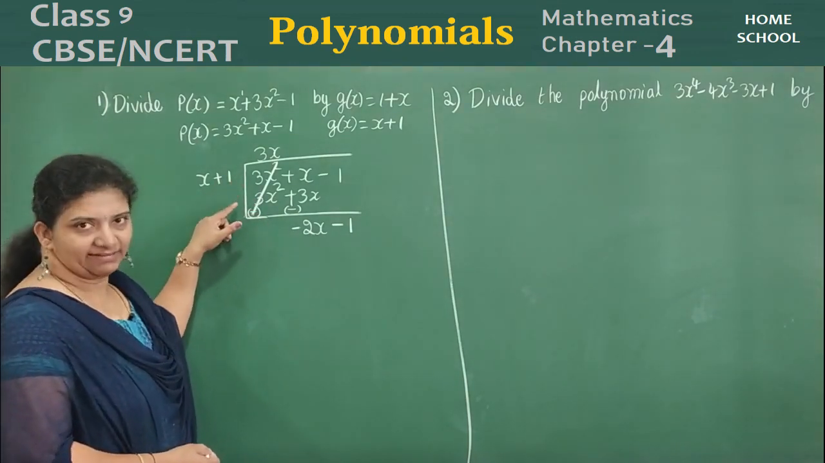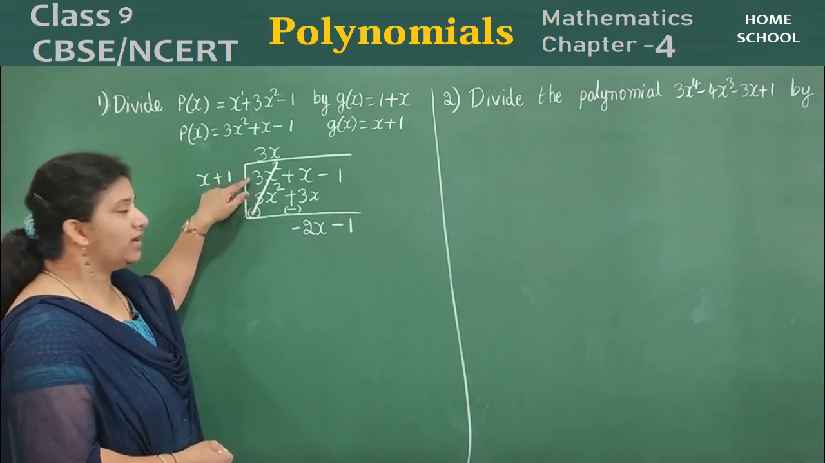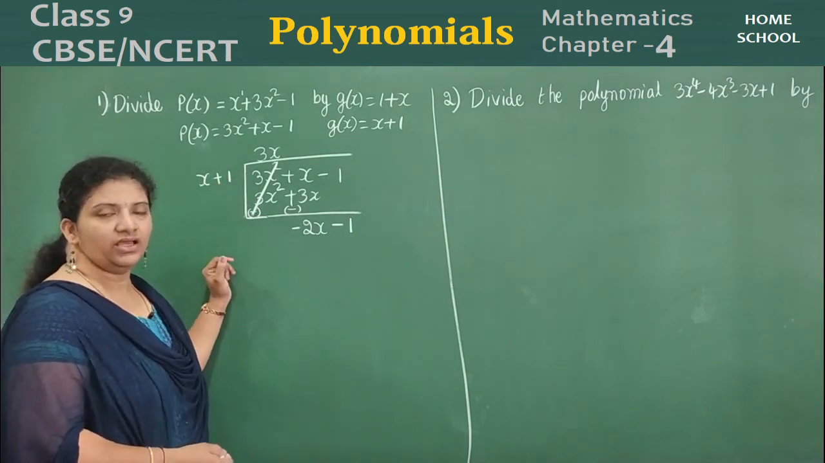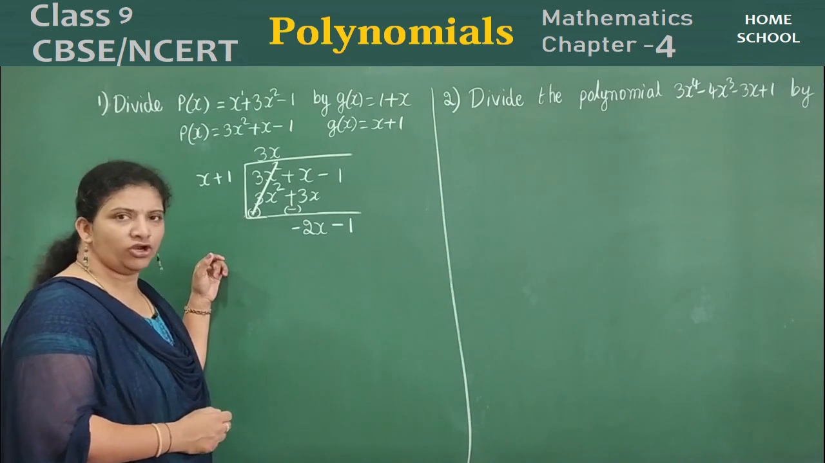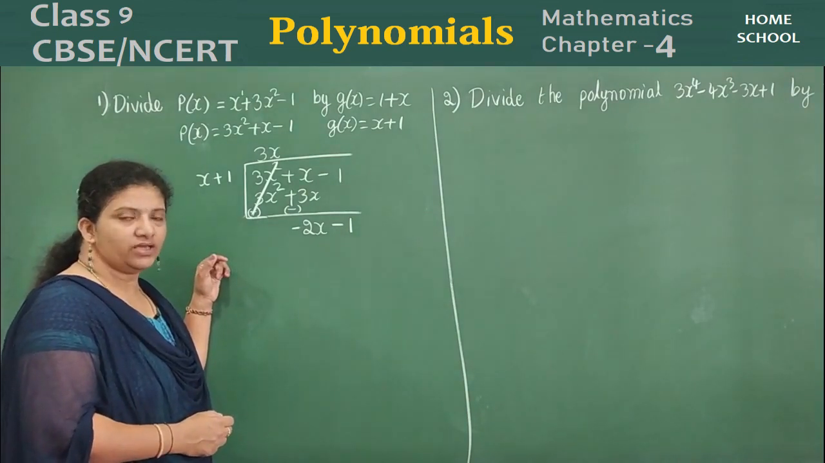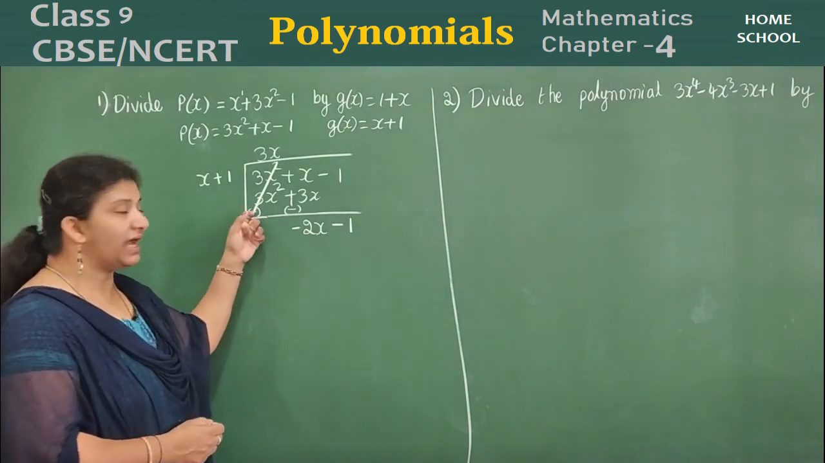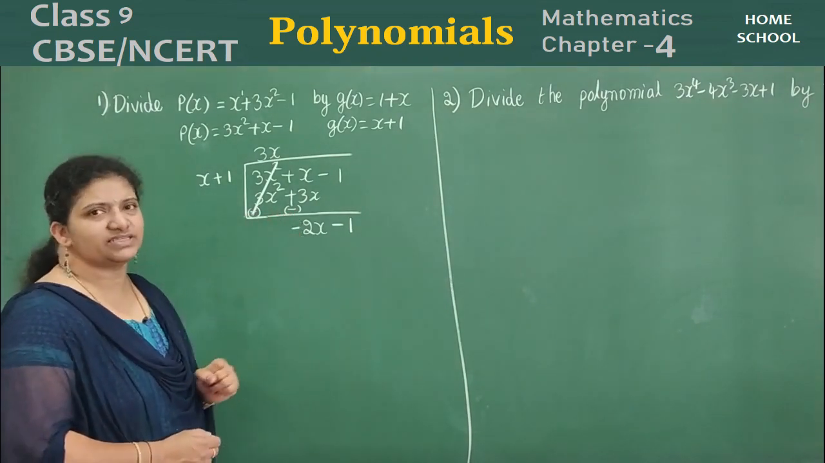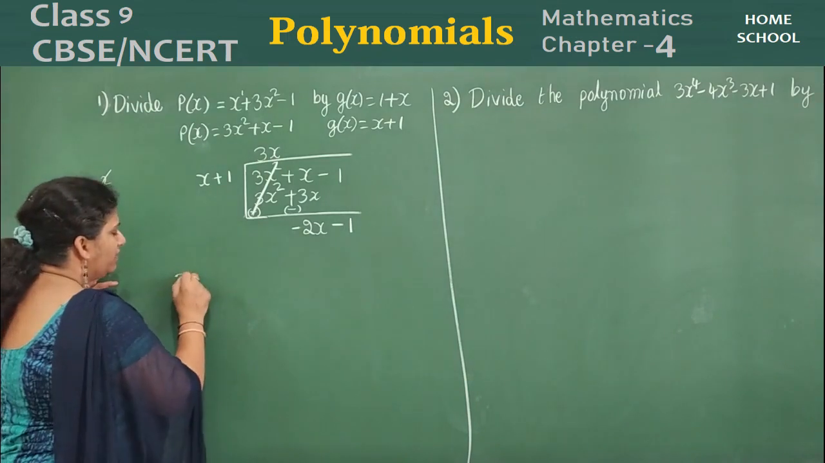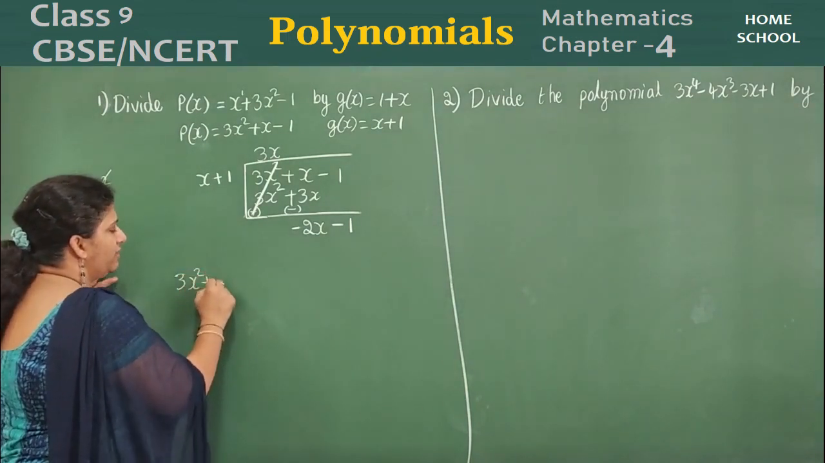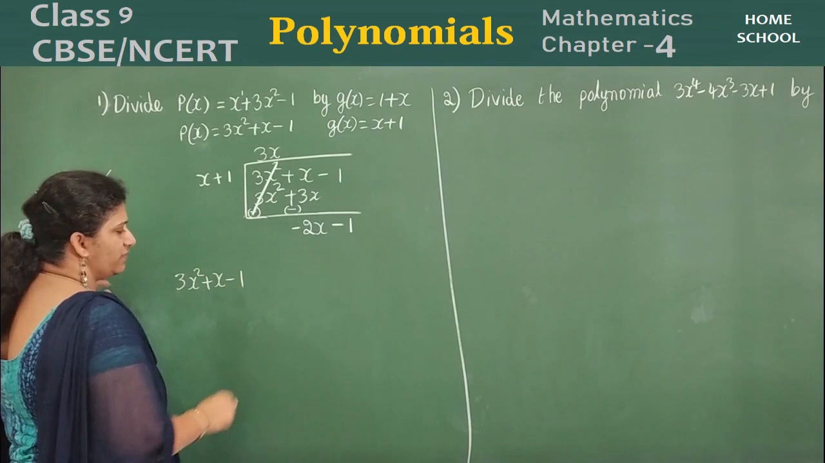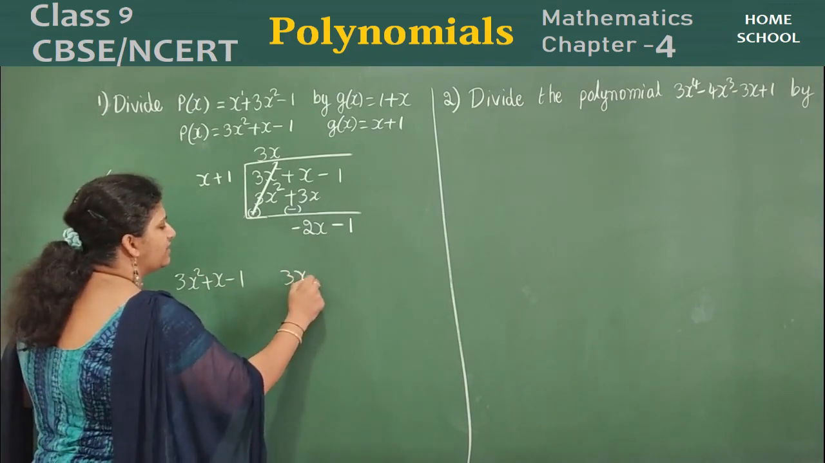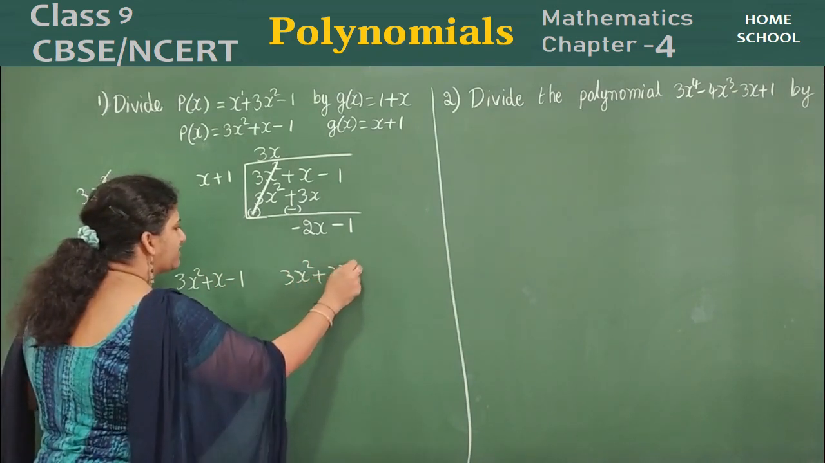So here we have same sign. If we have same sign, we cannot cancel. So for that purpose, I have subtracted by changing sign. I have written here. Why changing sign? Let me show you here. 3x square plus x minus 1 there, and another is 3x square plus 3x.